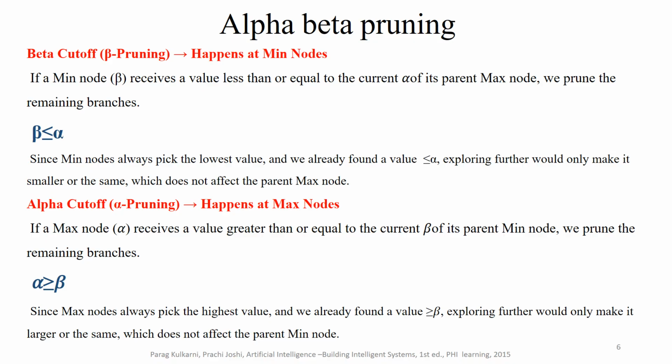From the beta cutoff and alpha cutoff, as you can see, both are the same. Beta less than or equal to alpha is the beta cutoff, and alpha greater than or equal to beta is the alpha cutoff. So both together, we can make it a single condition: alpha greater than or equal to beta. This can be checked at both the max as well as the min node.